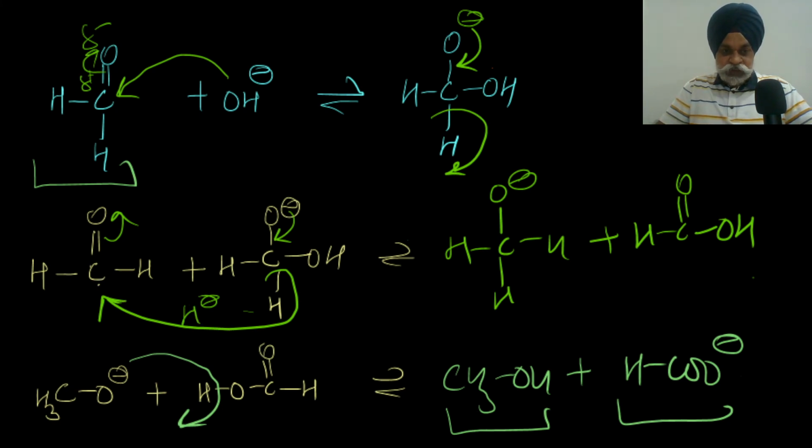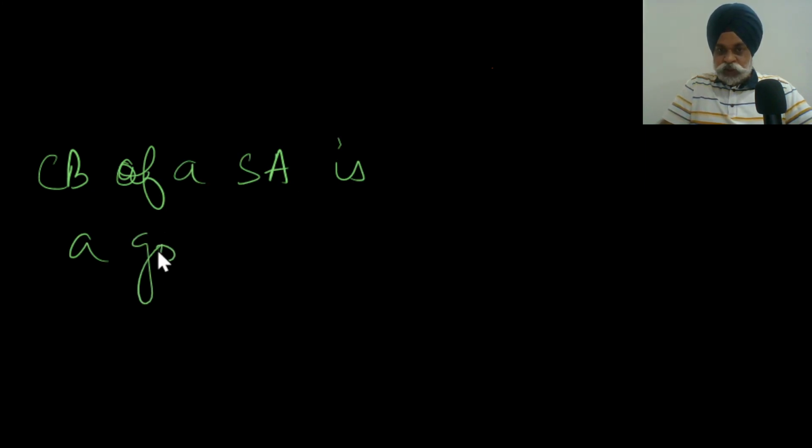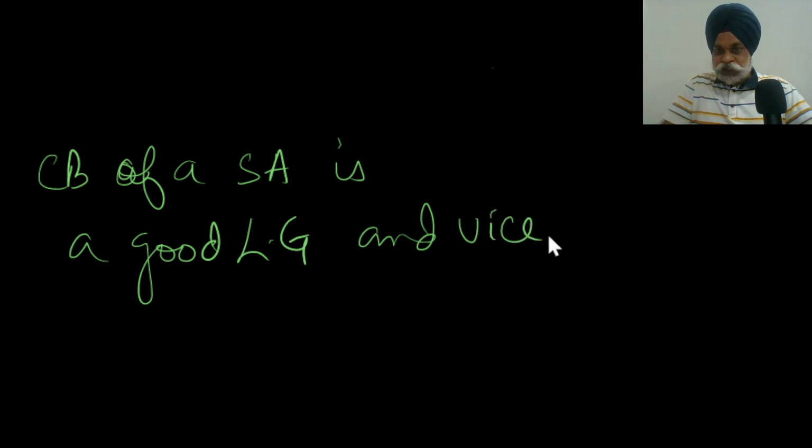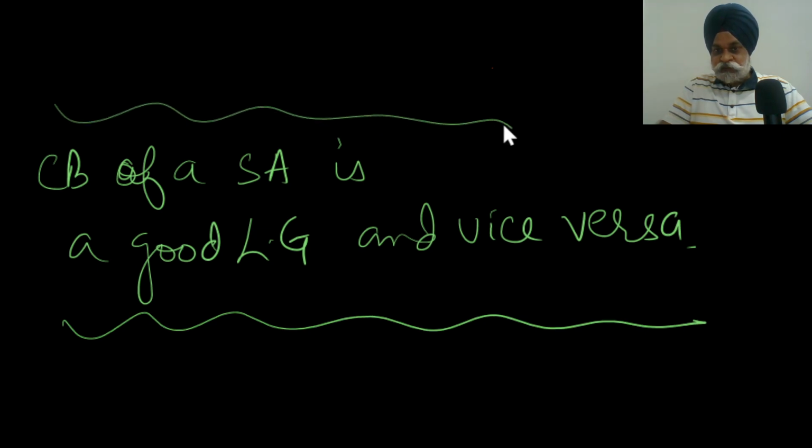Hope you have understood the fact that I would write once again, the conjugate base of a strong acid is a good leaving group, and vice versa. If you do it the reverse way, the conjugate base of a weak acid is a bad leaving group. So make it a point, this is the main statement, you always keep it in mind.